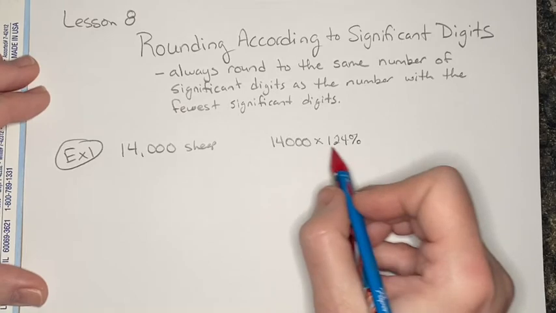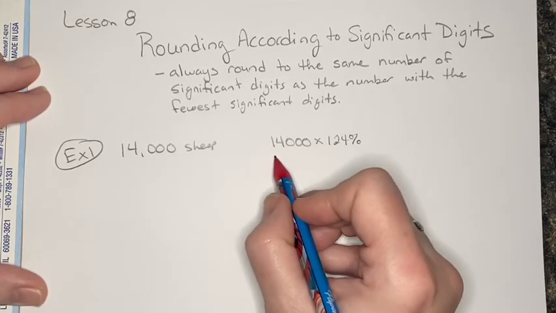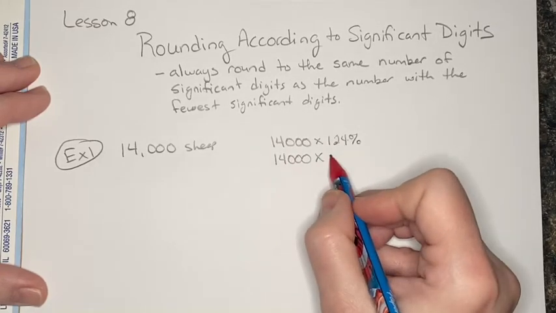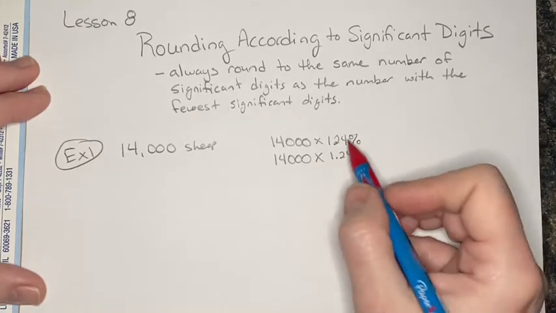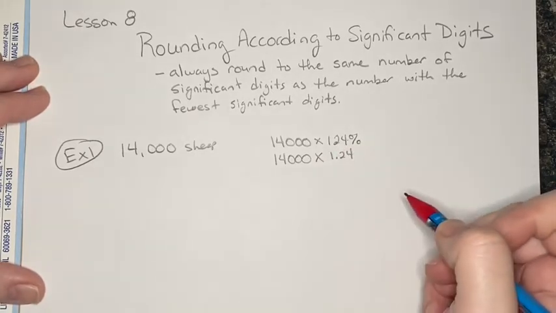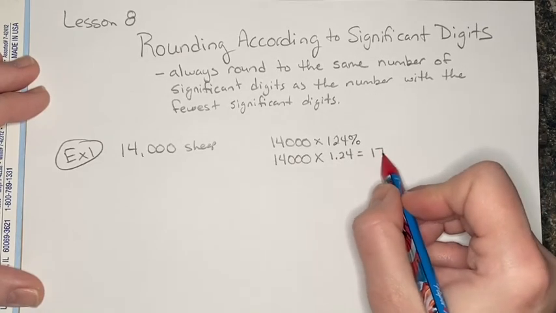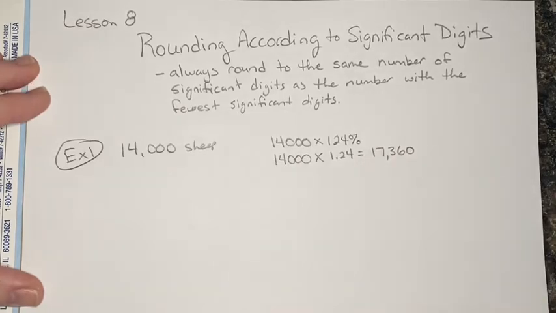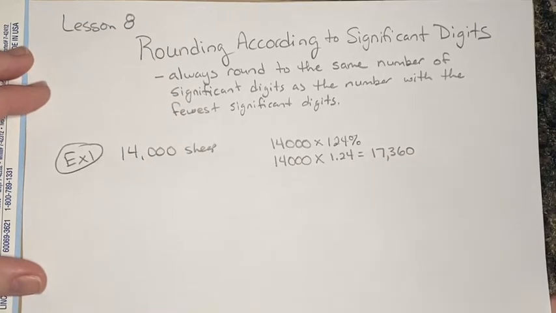Okay, but can we multiply by this 124% as it sits? No, we cannot. So we want to take 14,000 times 1.24. That is the decimal version of 124%. When we do that, it gives us 17,360. Okay, now here's where our rounding comes in to significant digits.